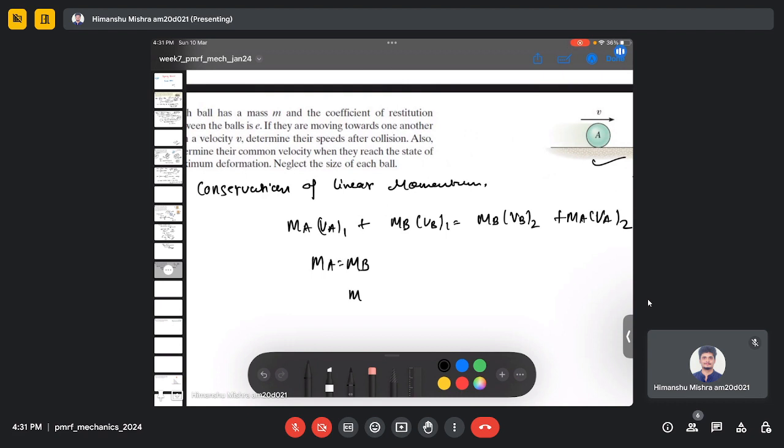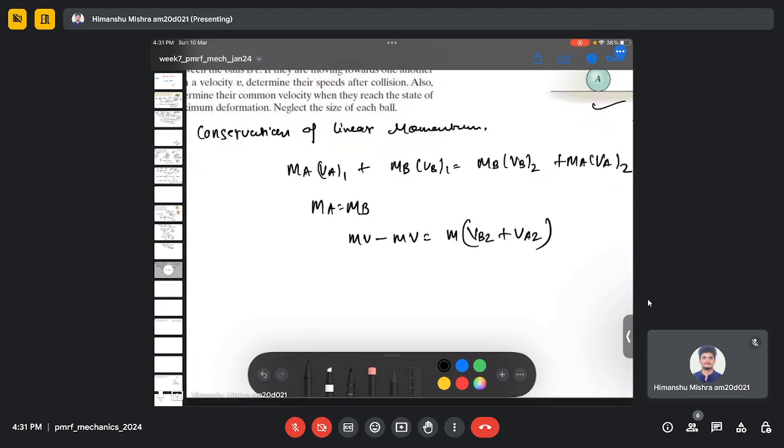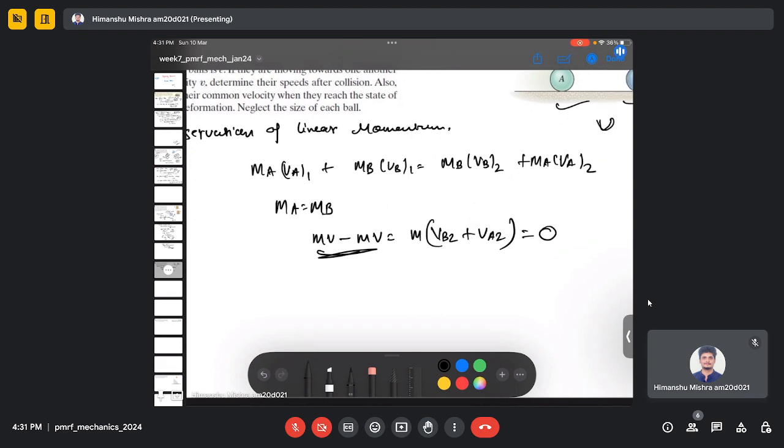So it will be mv minus mv equals m vB2 plus vA2. So this is 0 because the left side is 0 here. So vB2 equals minus vA2. So one can see that the final velocity of each ball is equal to the other, but they are in the opposite direction.